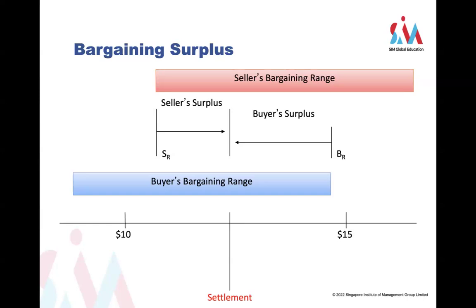Let me repeat. Now, the seller is willing to let go of the product at $11. That is the reservation point, but managed to close the deal at $12.50. So this $1.50 becomes the surplus for the seller. Similarly, the buyer is willing to pay up to $14 for this product, but managed to buy the product at $12.50. So there is a surplus of $1.50 for the buyer. It really depends where the settlement is, and the surplus between the buyer and the seller will be adjusted accordingly.